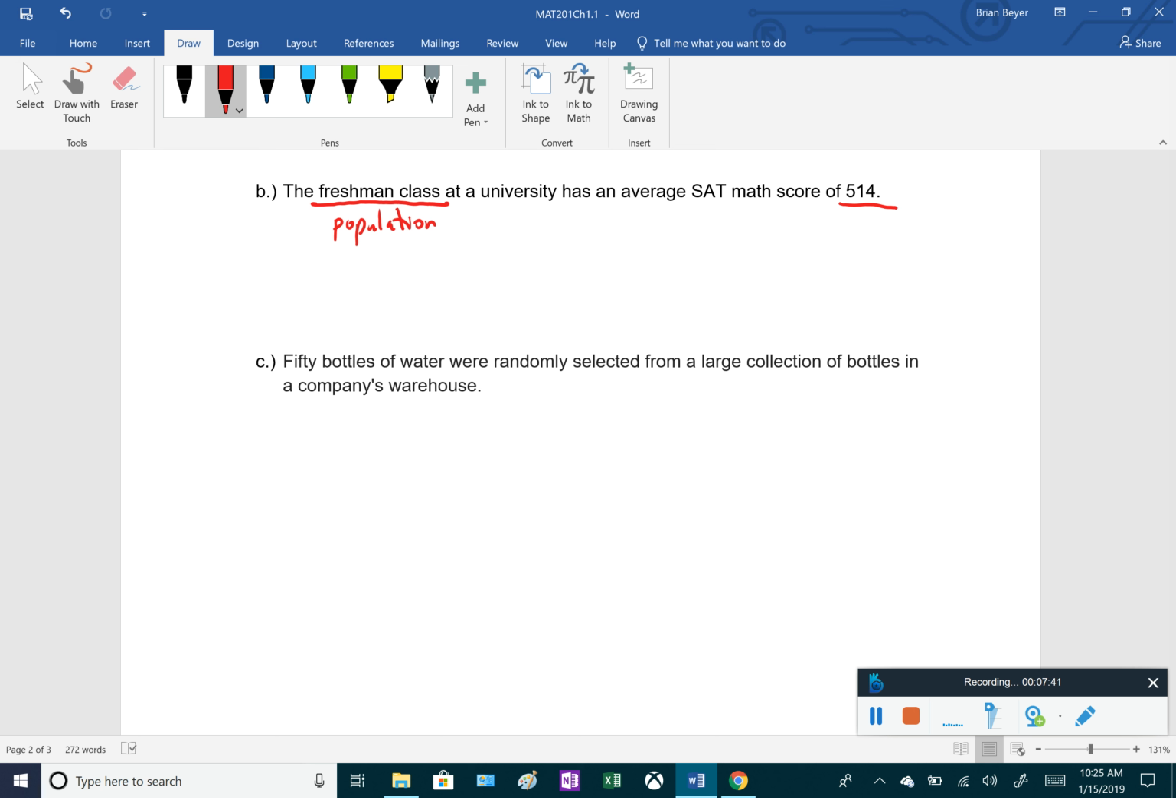So it doesn't mention that we're interested in the entire SAT score for the whole entire university. We're just referring to the freshman class. It's the entire freshman class, so it is a population. So since that's a population, 514, the number 514 is a parameter.